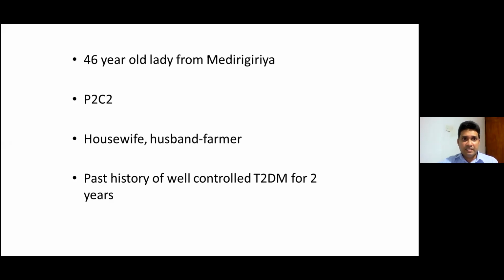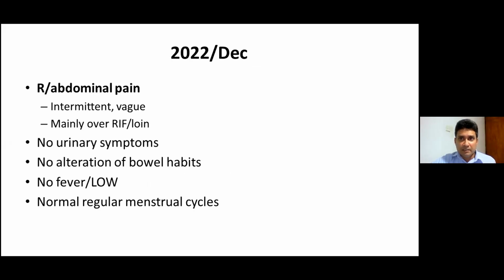So my patient is a 46-year-old female from Madirigiri. She's a mother of 2 children. She's a housewife and her husband is a farmer. She had a past history of well-controlled type 2 diabetes, which had been diagnosed for the preceding 2 years. So I will tell you about the history with the timeline.